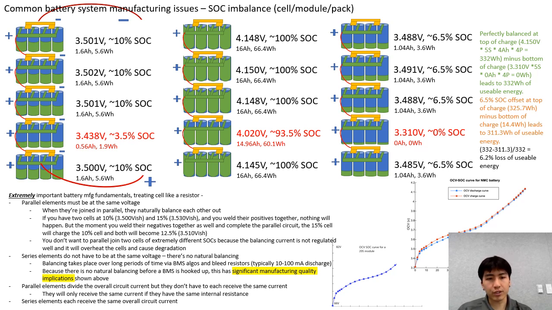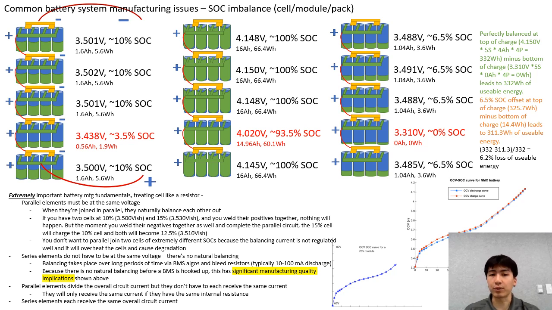The third principle is that parallel elements, parallel cells, divide the overall circuit current. Let's say you're discharging 500 amps away from the system, and you have 4 cells in parallel. That means every cell is getting about 125 amps of discharge. They're dividing the 500 amps, but they don't have to each receive the same current.